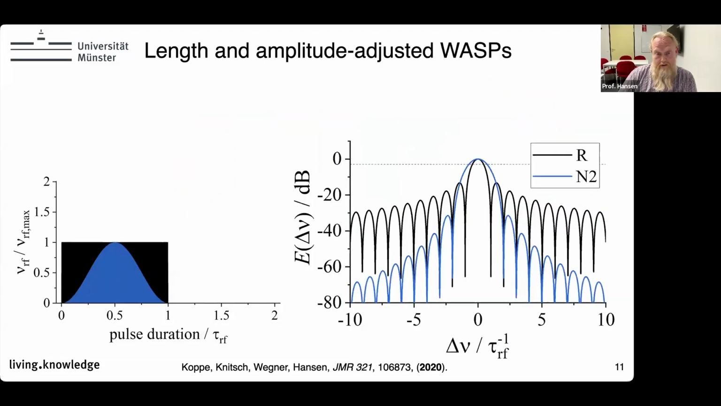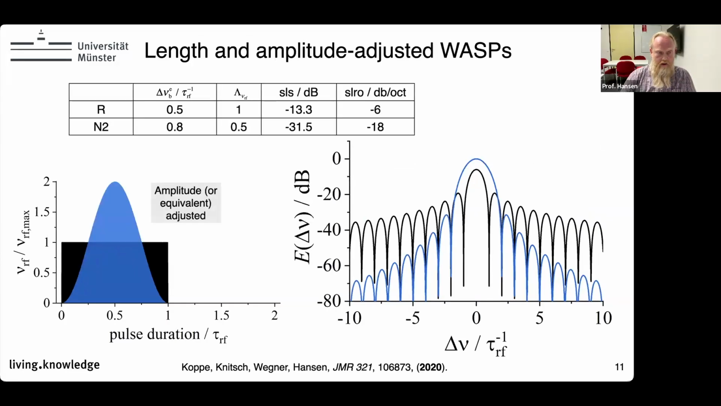So what you can do, of course, is use the same length, and then the absorption, the power spectrum, looks like this. You can also keep the same length but adjust the amplitude, so you go up to this factor of 2 here, and then you get much broader excitation for the same length, at the expense of using much more power.